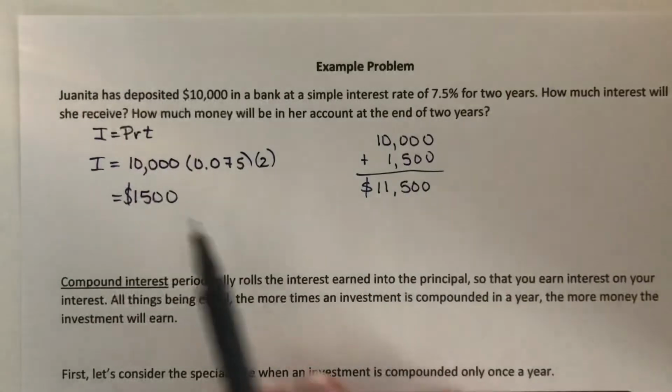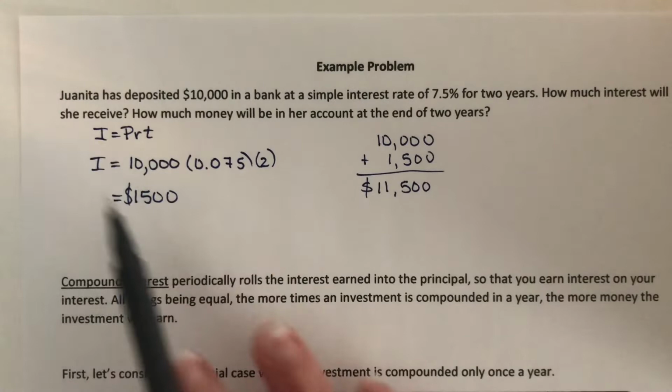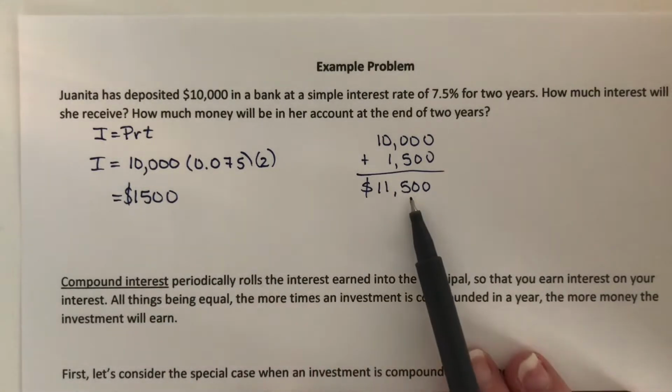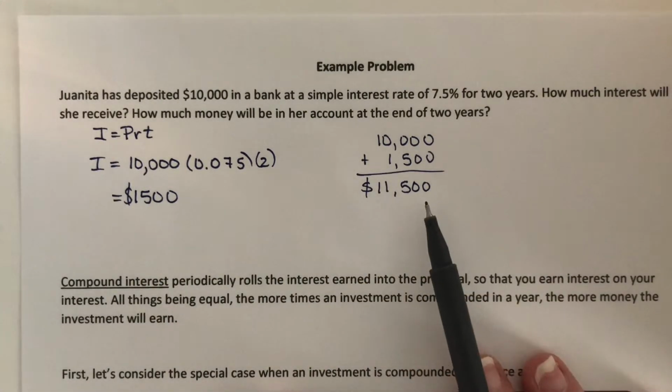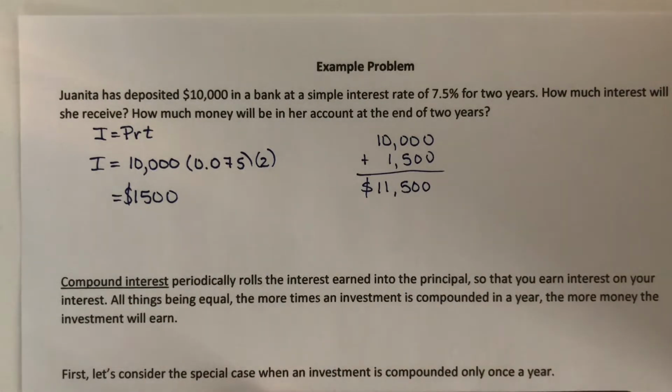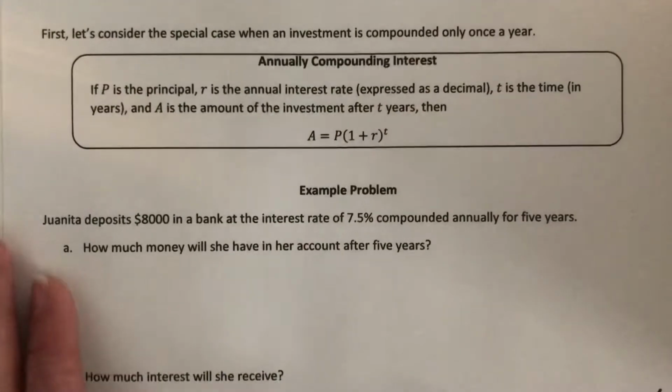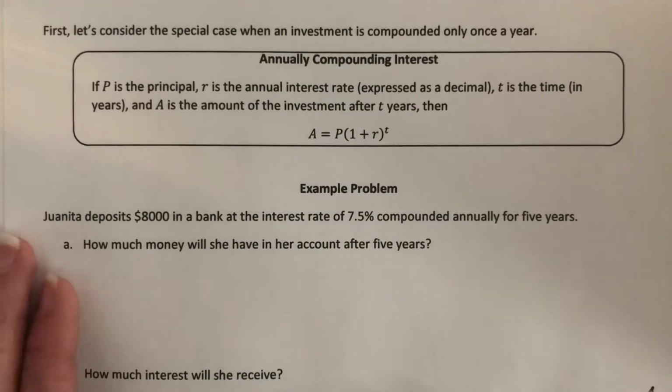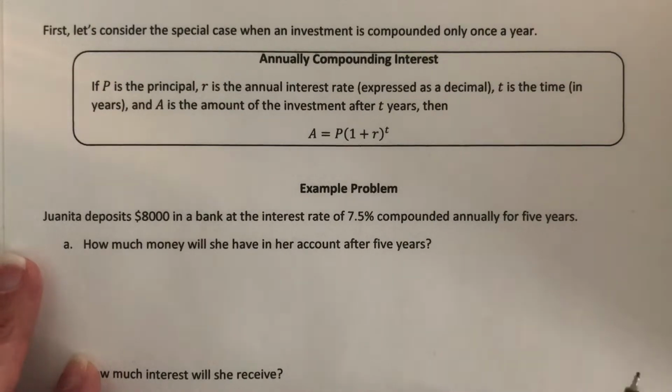As for simple interest, we got the interest first and then had to add. On the compound interest formulas, we're going to get this amount first, and then we'll find the interest by subtracting instead. Okay? So this formula is A equals P times (1 plus R) to the T power.